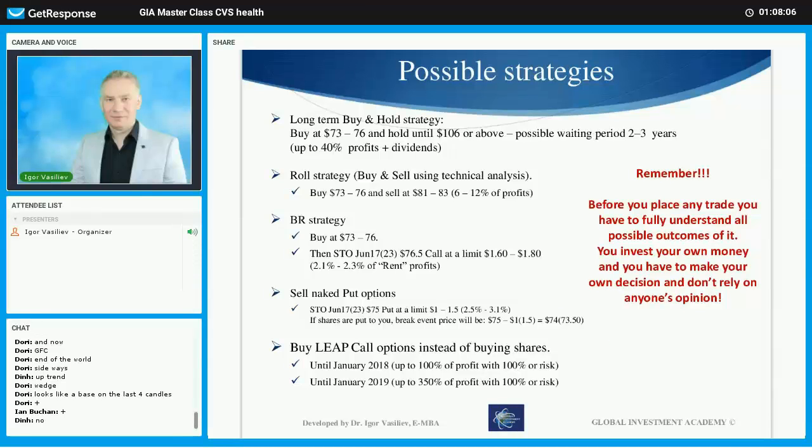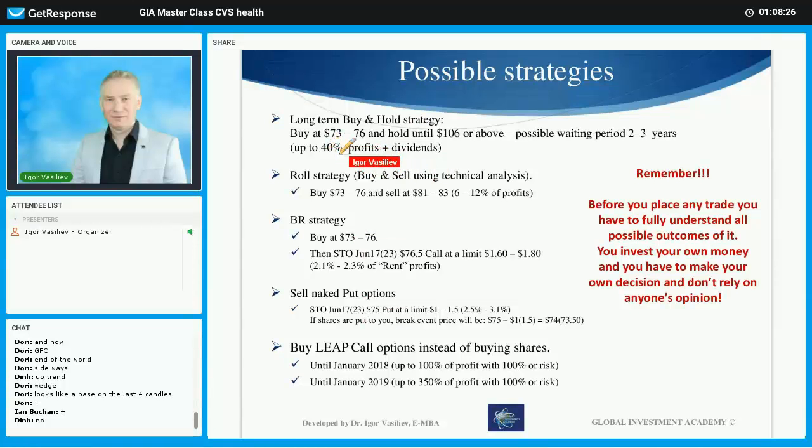Okay, so let's have a look at possible investment strategies. And I divided it into several strategies: long term, then roll strategy, BR strategy, selling naked puts, and also buy LEAP calls. And let's just go through them one by one.